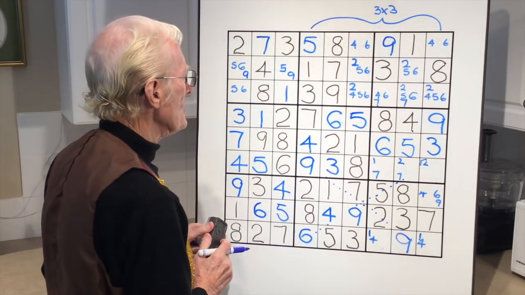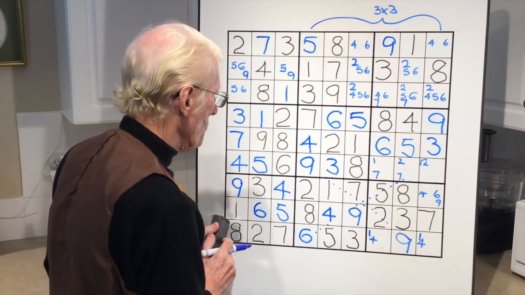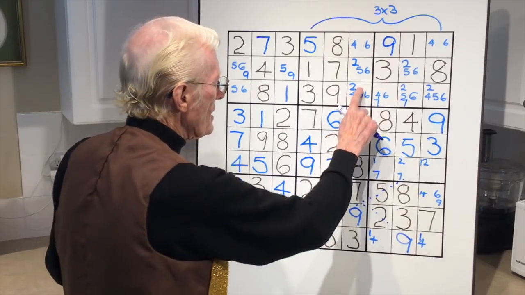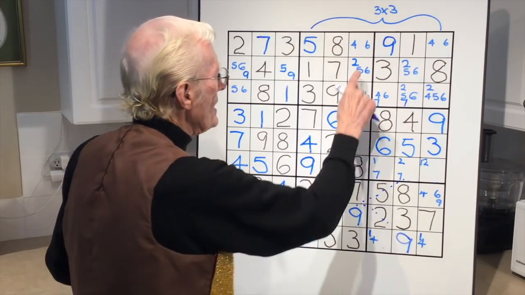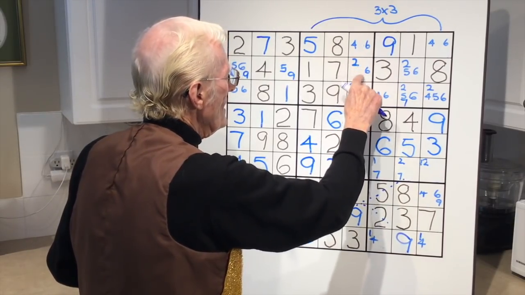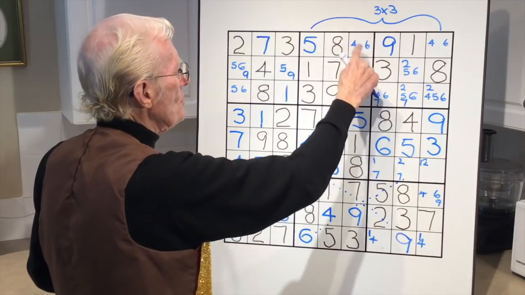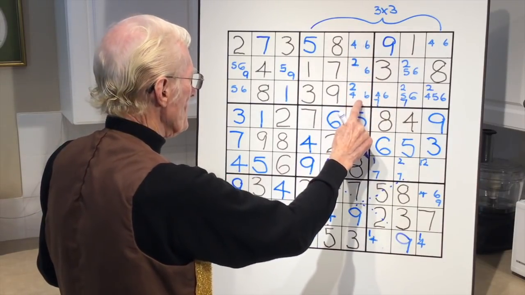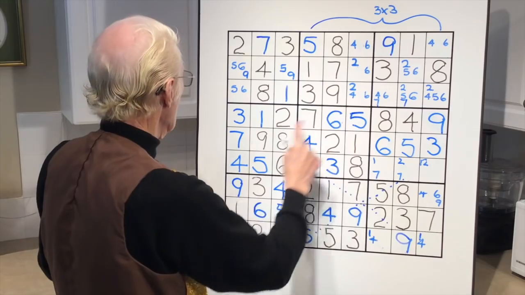That's going to be interesting. I wonder what's going to happen with that one. When we got this 5 here, we can get rid of that 5, and we can get rid of that 5. Now we have a 3 by 3. We have a 2, 4, and a 6 here.